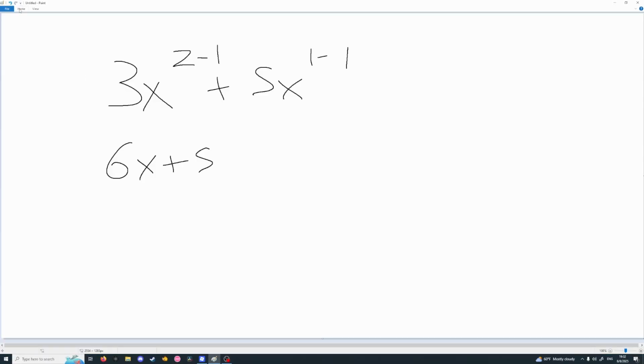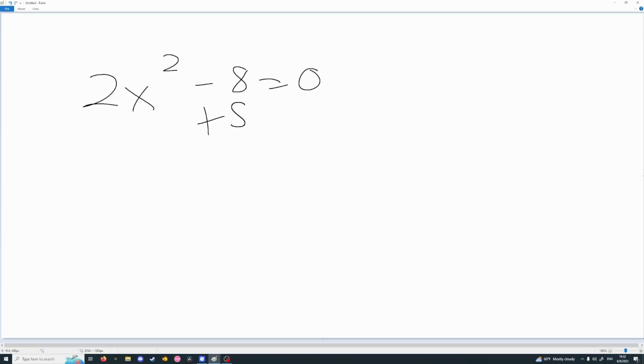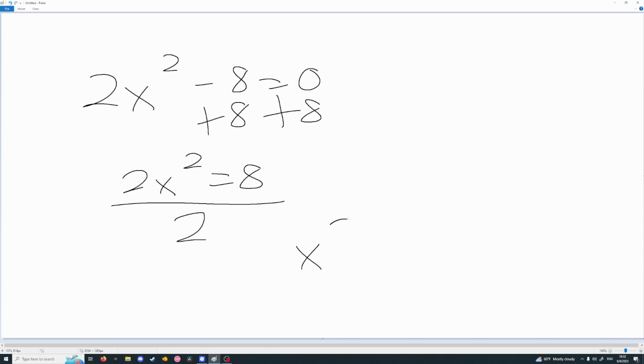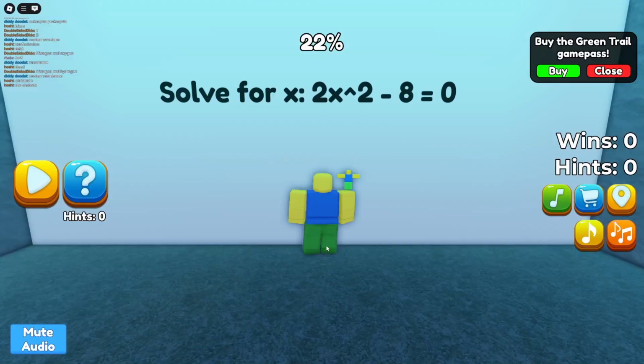Solve for x. Okay, let's see. Let's just add 8 on both sides. So then we get 2x squared equals 8. Then we divide by 2, and you get x squared equals 4. Then you just square root both sides. X equals 2. Ooh.